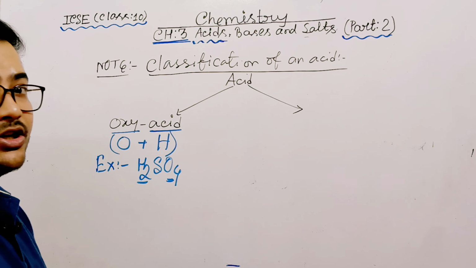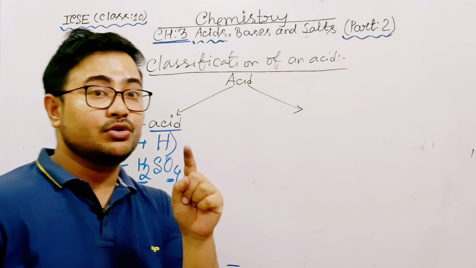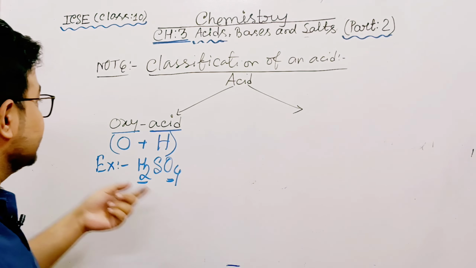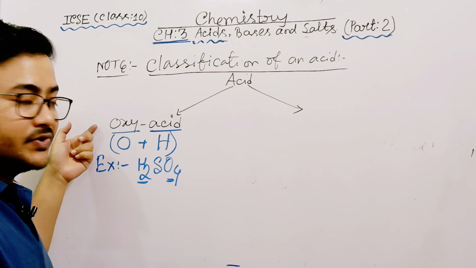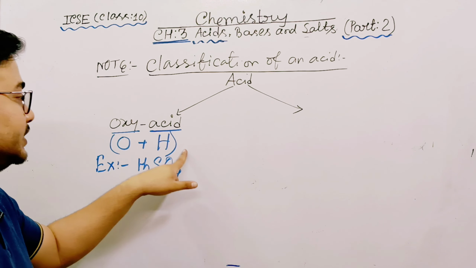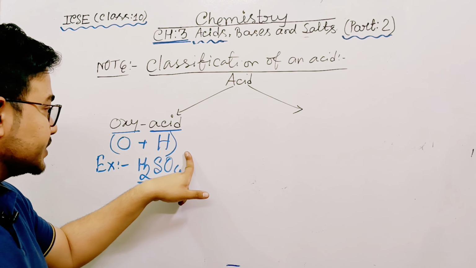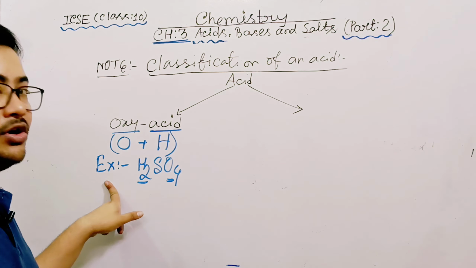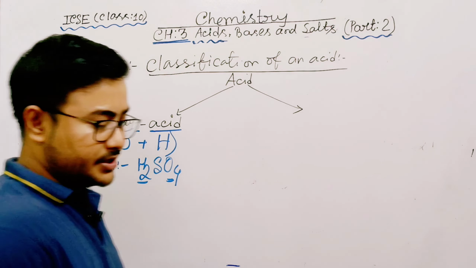So write down the definition of oxy acid. Make your own definition. Pause the video and write it down, then match with my definition. Oxy acid is an acid which contains oxygen atom along with the hydrogen atom. If this question comes, define oxy acid, you must give the example if it is not mentioned in your question paper.